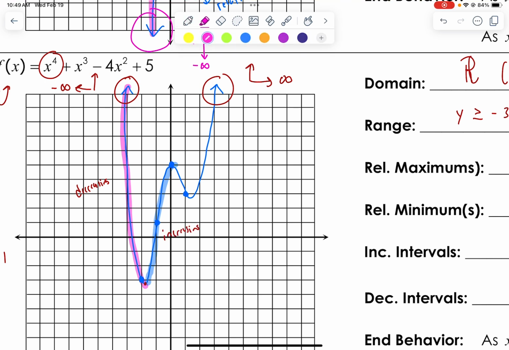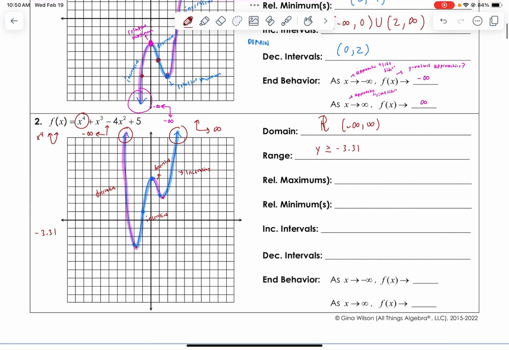In between, we decrease, decrease up until this point right here. Decreasing, and then after this, now we're increasing all the way. So now we have all the pieces we need to categorize our relative extrema.